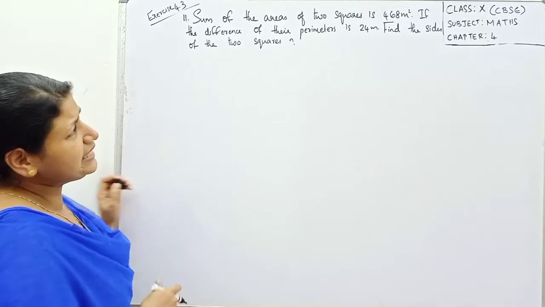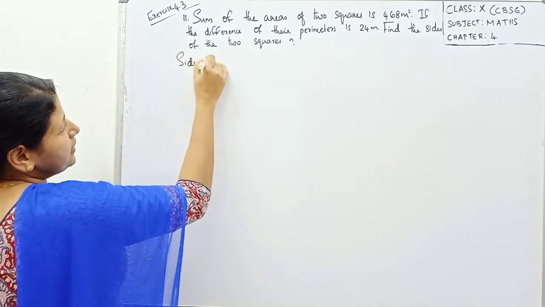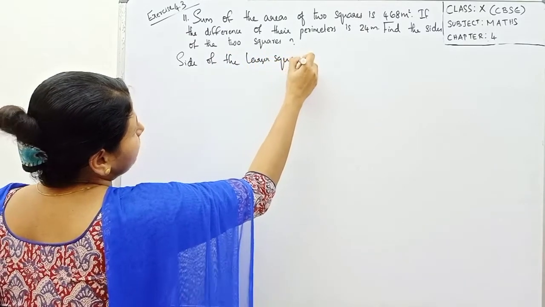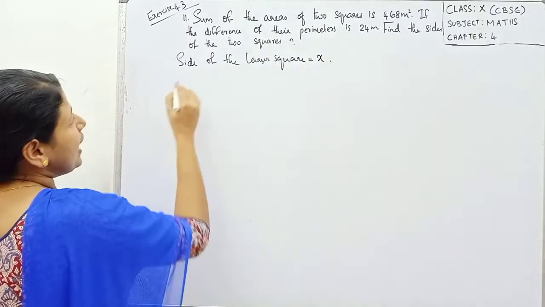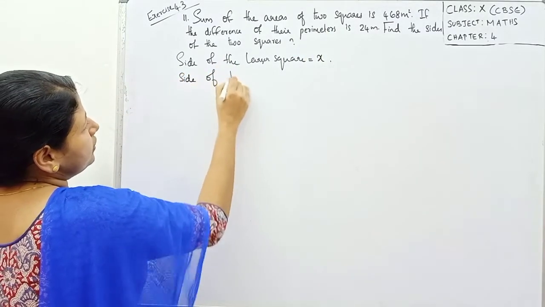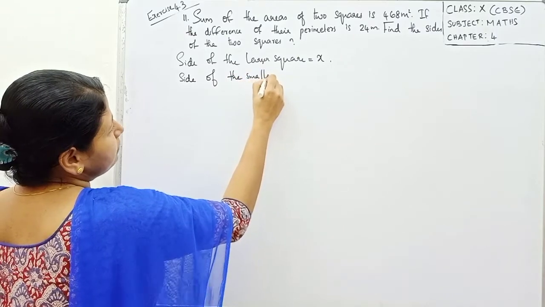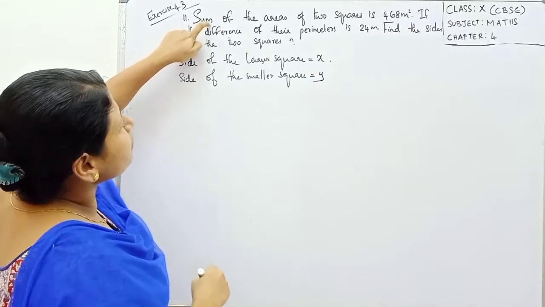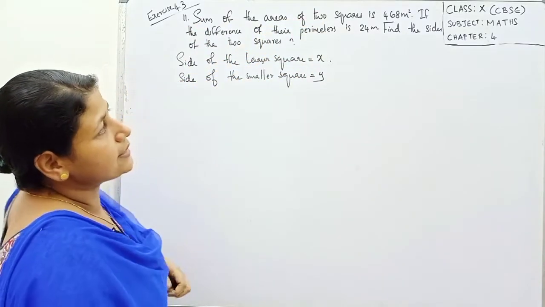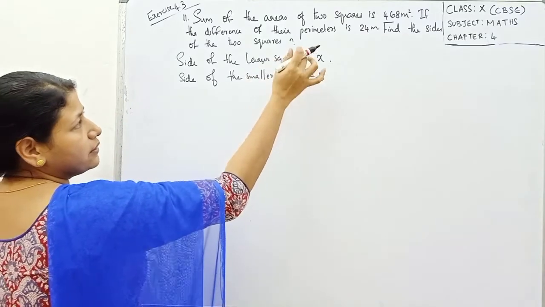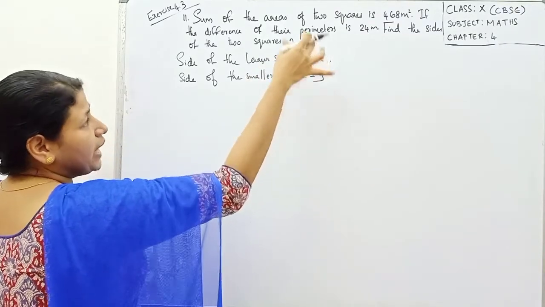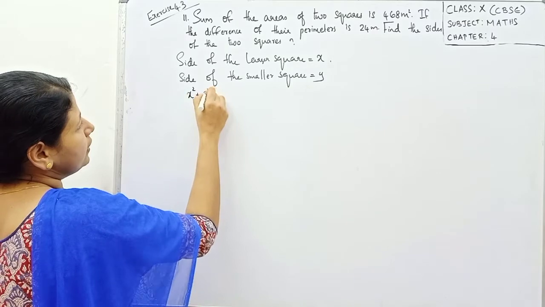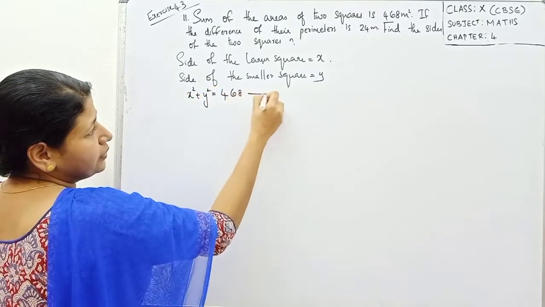So we can take the side of the larger square as x. Okay. And the side of the smaller square can be taken as y. And sum of the areas of two squares is, so its area is, if the side is x, then area is x square, and the area of this one is y square. So sum x square plus y square is 468. So this is your first equation.